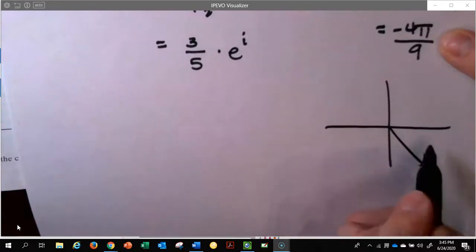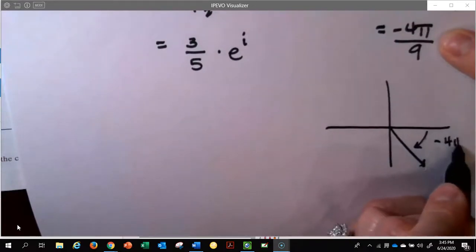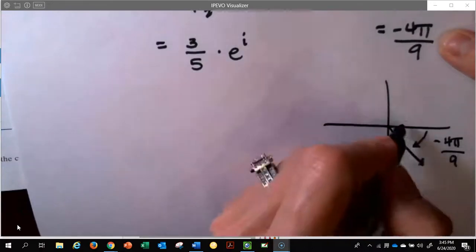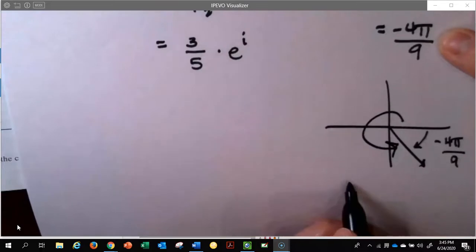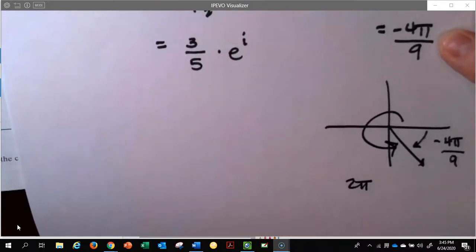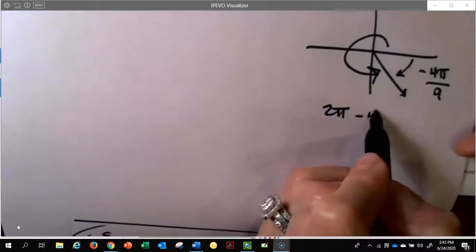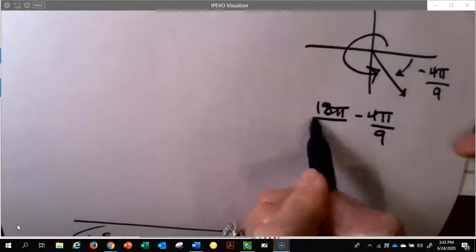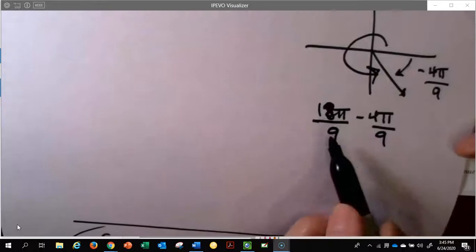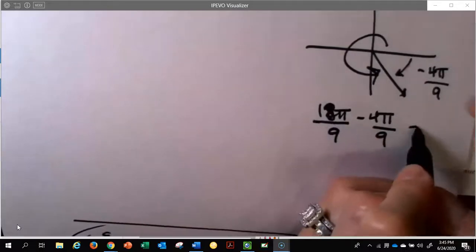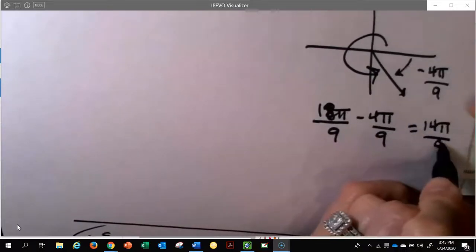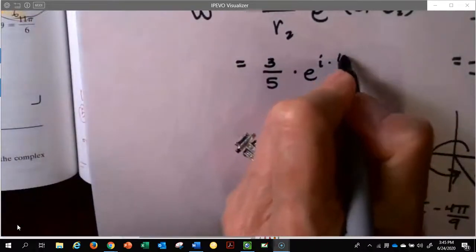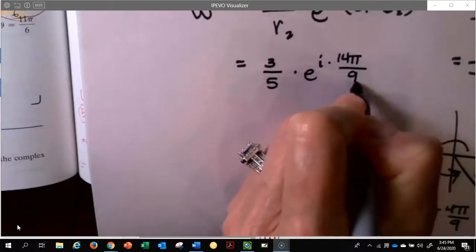If I'm going in the negative direction, negative 4 pi over 9 is going to land in the 4th quadrant. Can't have it negative, I have to have it positive. So I need to do 2 pi minus my 4 pi over 9. The lazy way here is I've got 18 divided by 9, because 18 divided by 9 gets me my 2 pi, and that puts me at 14 pi over 9. We have a winner, and now I can go back up here and use my 14 pi over 9.